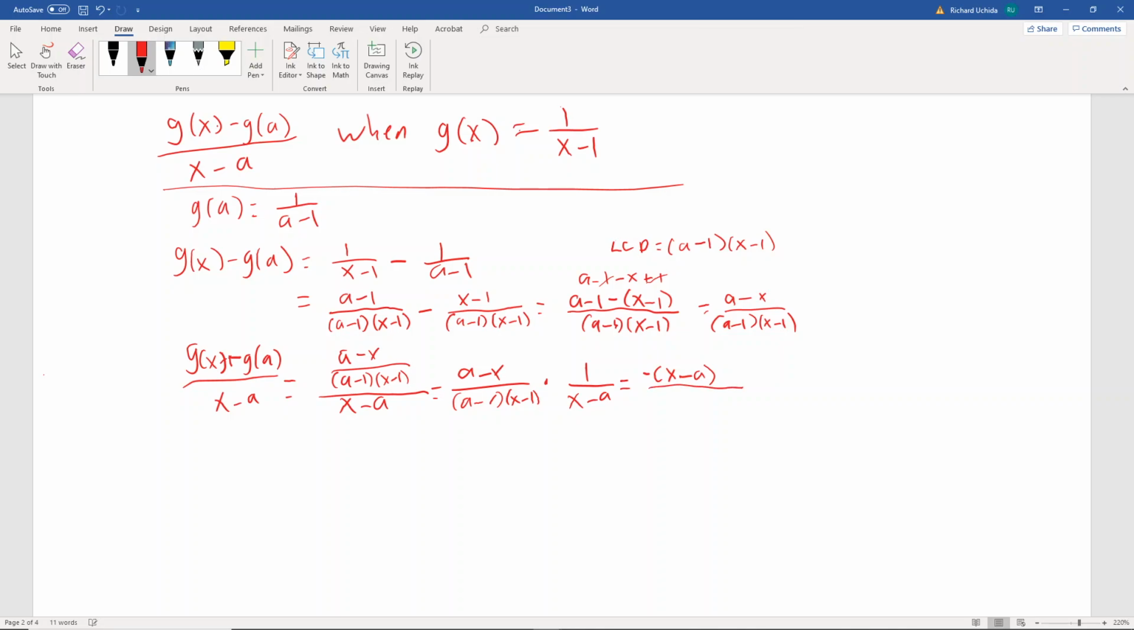And let's see, so we'd have, again, over that a minus 1 times x minus 1. And now the reason why I did that is that the x minus a factors we had in both the numerator and denominator cancel. So in the numerator now we just have a negative times 1, so it'll be negative 1, all over that a minus 1 times x minus 1.